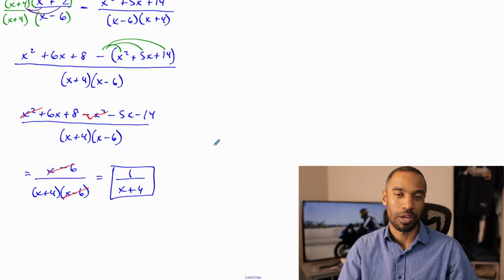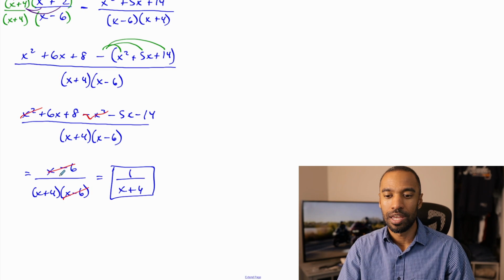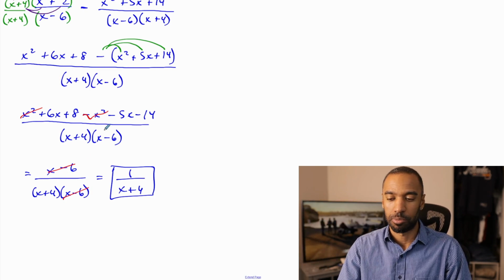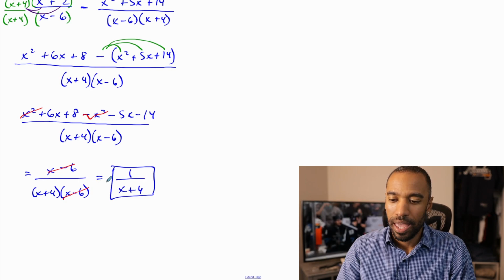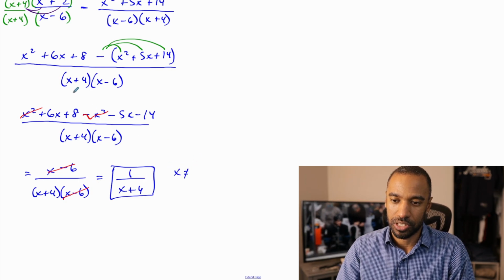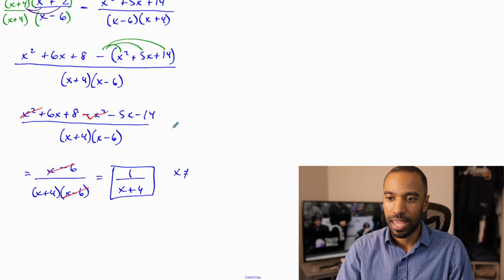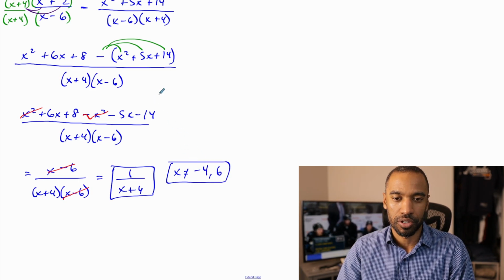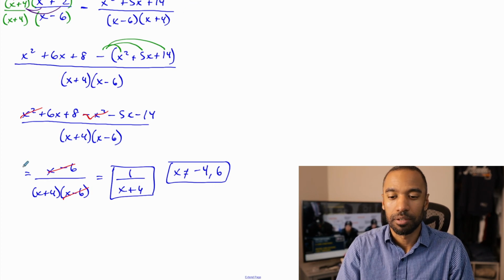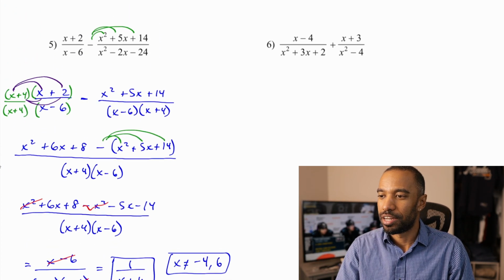And like I said, eventually they won't get into this great glory, because the top just won't be a nice factorable set. Anyway, 1 over x plus 4 is the final reduction of that one there. And x could never equal, in this case here, you're looking at negative 4 and 6. Negative 4 and 6, again, division by 0. Big no-no, big hassle there. All right, number 6.